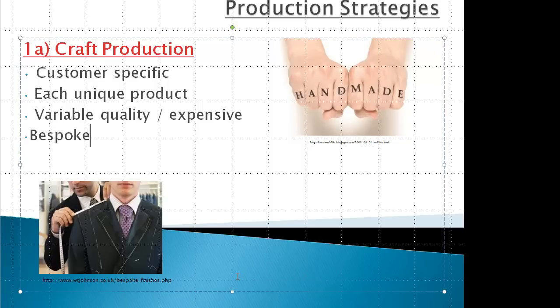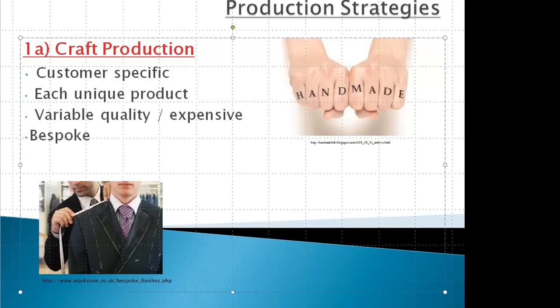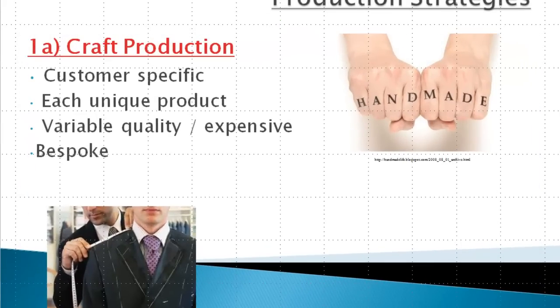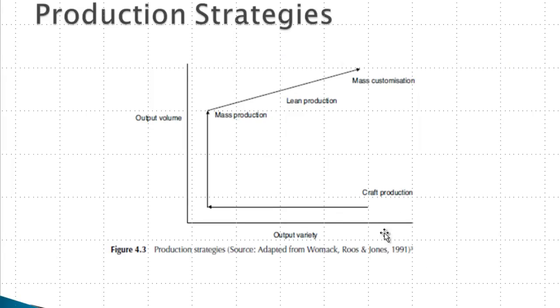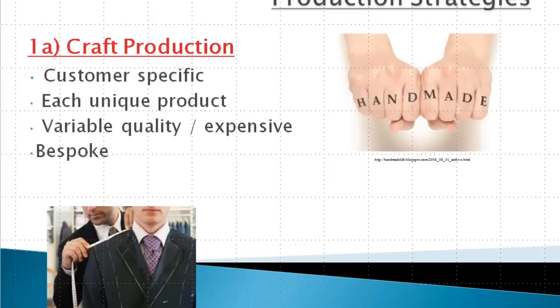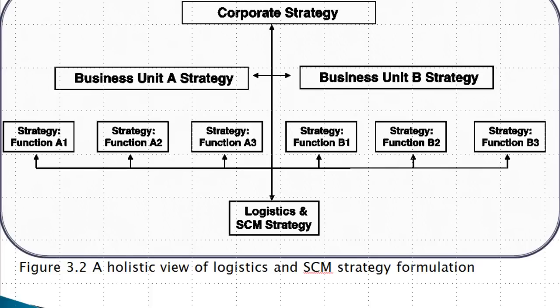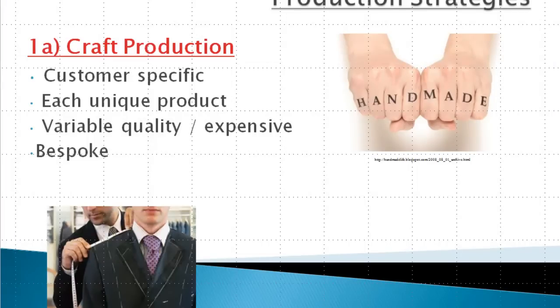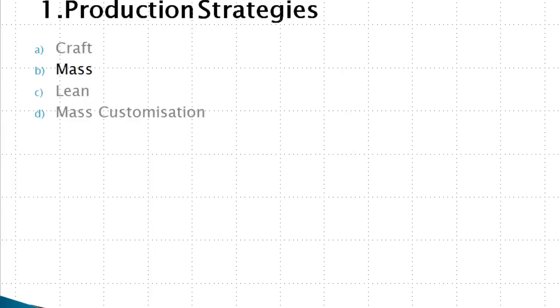It's not the preferred method anymore because of the costs associated with it, so it's kind of for the high end or for the home market. So as we said before, if we go back to our little chart here, craft production meant wide variety but low volume. So that's our first method of production. So as a corporate strategy, we have to make a decision whether we want to go for a craft production process.